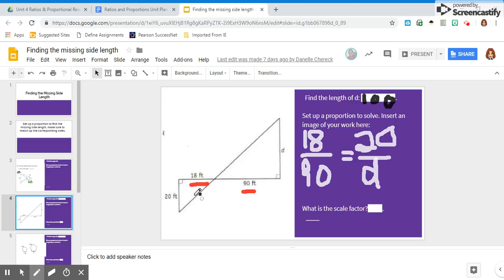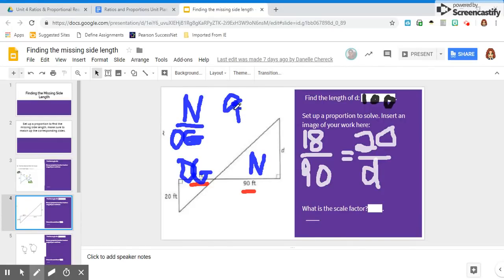So now let's talk about the scale factor. Remember, we do our new over our original. So this is our OG on the left. Remember, the first one on the left is your original, and then your second one is your new. And to find scale factor, you do your new over your original. So in this case, our new could be, you could do D or you could still do 90. I'm just going to do 90 over the original, which was 18. So you're going to do 90 divided by 18. So then your scale factor would be 5. And again, it's getting bigger.